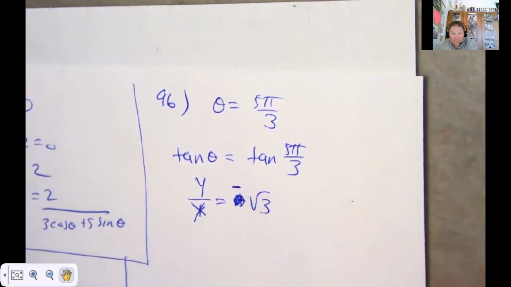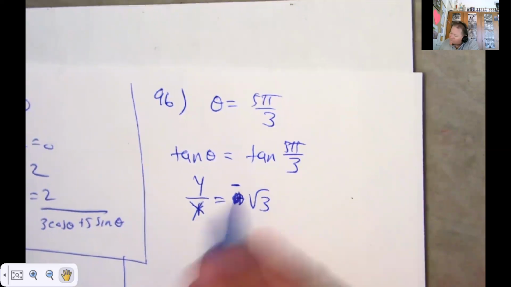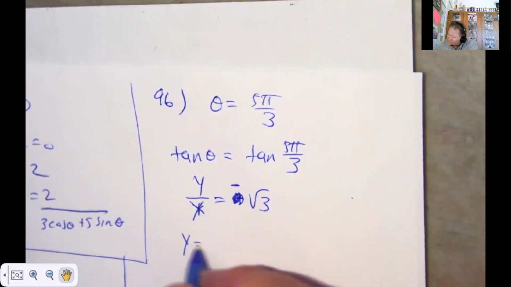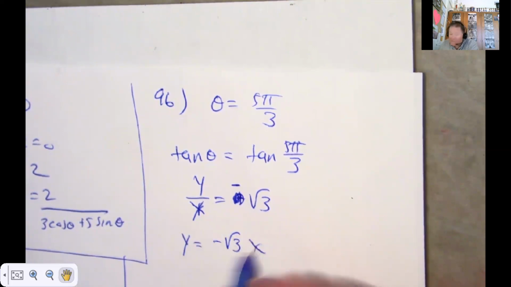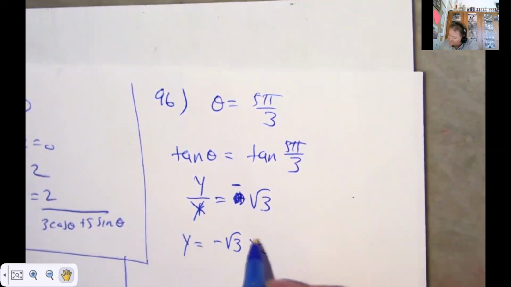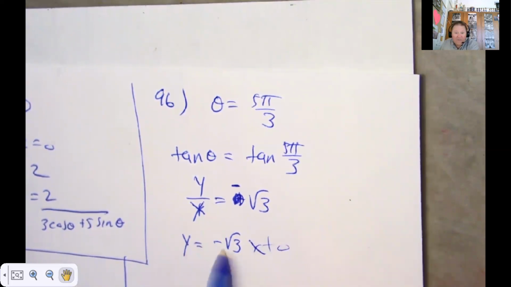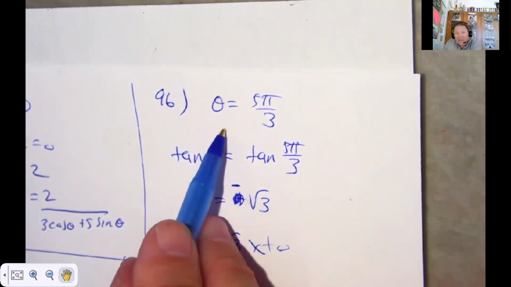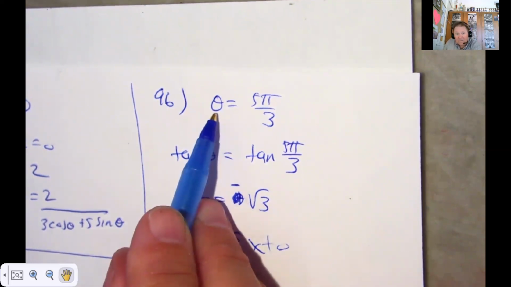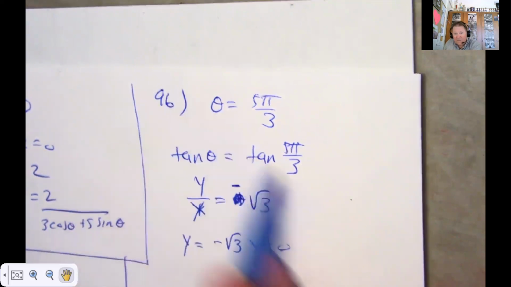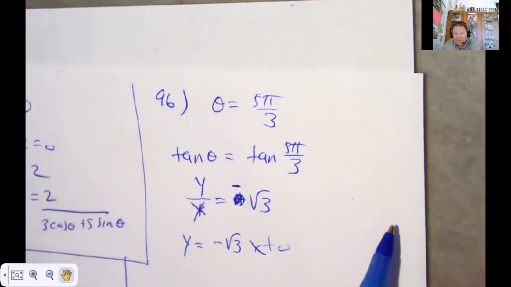That's negative root 3. Multiply both sides by x, and this becomes y equals negative root 3x. It's a line. Think of it as plus 0. It's in y equals mx plus b format. The slope of it is negative root 3, and the y-intercept is 0. And that makes sense, right? This is like going 5 pi over 3 and letting r be anything you want it to be. That would be a straight line.